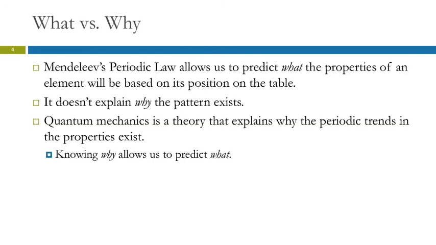So we've talked a lot about what versus why. The laws tell us what happens. Theory tells us why. Models explain why. So the periodic law tells us how to predict what the properties are, but it doesn't explain why the patterns exist. And the quantum mechanical model is the theory that explains why the periodic properties exist. When we know why, we can predict what's not been observed yet.